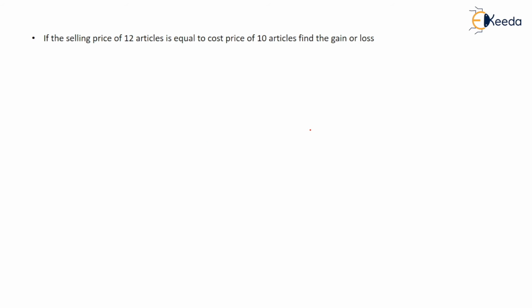Okay, now see this question. If the selling price of 12 articles is equal to the cost price of 10 articles, means 12 SP. First try to solve it on your own. Pause the video, solve it on your own, then see the solution. Okay, this is told to you, cost price of 10 articles, right? So you can simply do SP upon CP equal to 10 by 12, right?